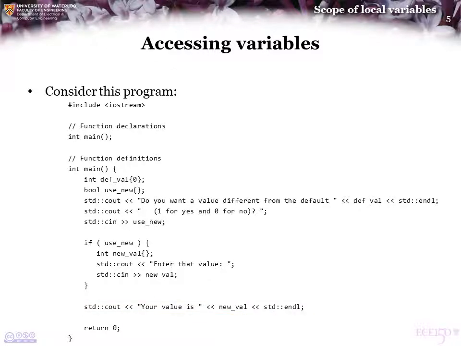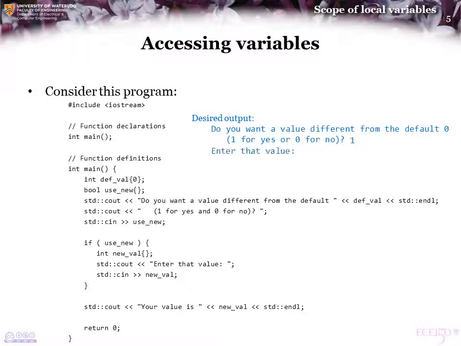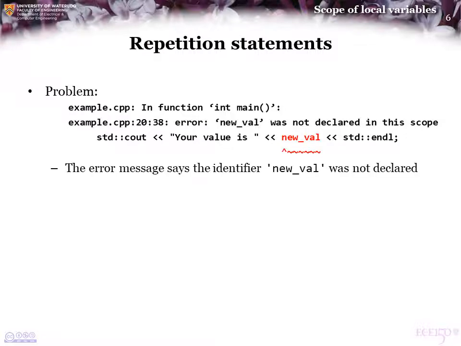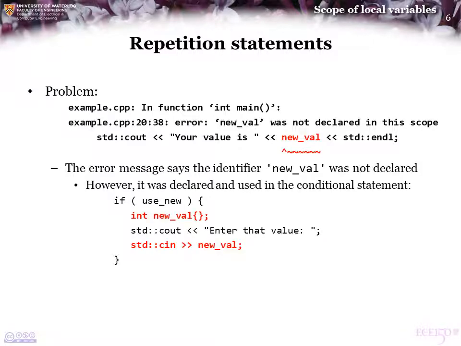So I guess what I'd like to happen is, would you like to use a value different from 0? The user enters 1. I ask the user to enter that value. The user enters 17. I should then be able to print the value 17. But problem. When we try to compile this program, once again we get an error message that is similar. The error message says that the identifier newVal was not declared. And yet, it was declared and used in the conditional statement.